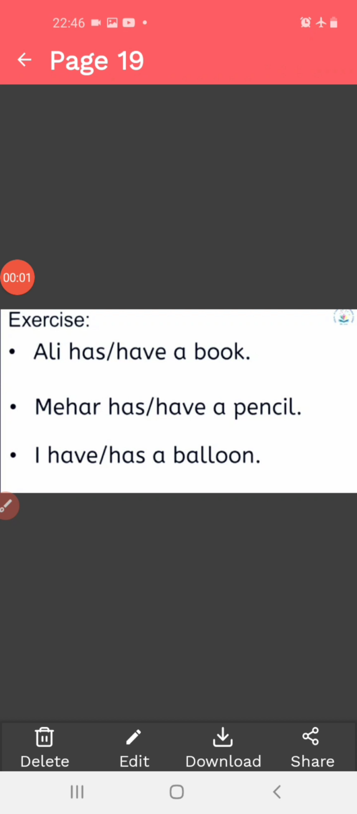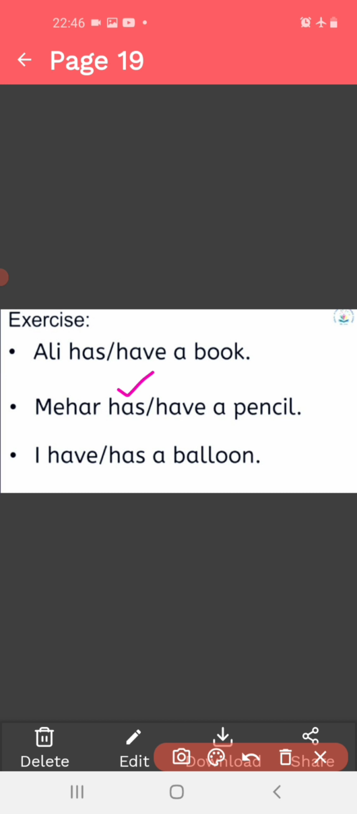Now let's do some practice. Here a few sentences are given, you have to solve them. Ali has or have a book. So what will come? Here we are talking about Ali, and the book belongs to him. So Ali has a book. Meher has or have a pencil. What will come? Meher has a pencil.